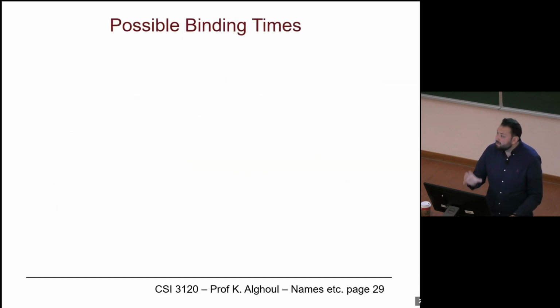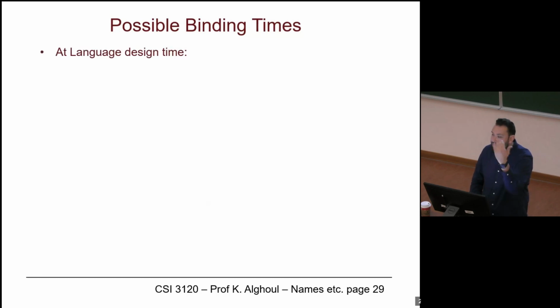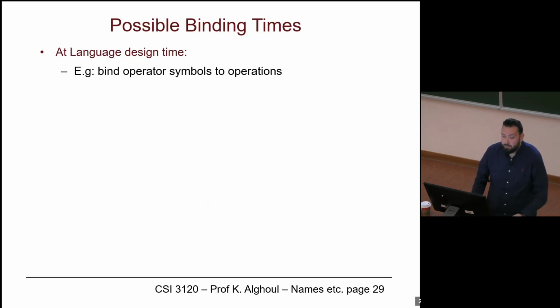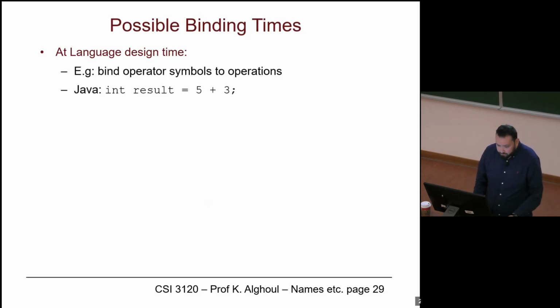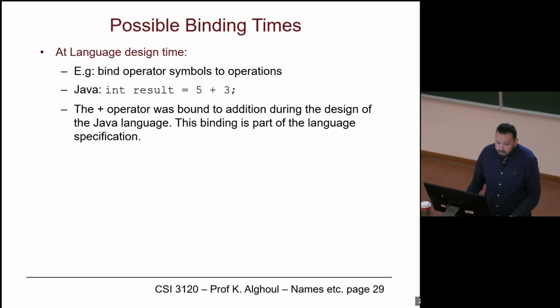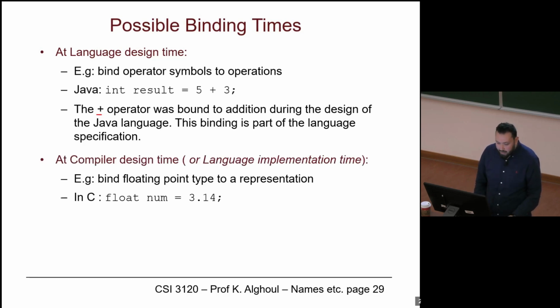Now, possible binding times. The same exact thing that we covered, but there are also more times. So we have the language design time, which is even before the compiler design time. So bind operator symbols to operations. In this case, the plus operator was bound to addition during the design of the Java language specification, and then at compiler design time, bind floating point. So this is what you asked, Michael. For example, here we have this at the language design time.